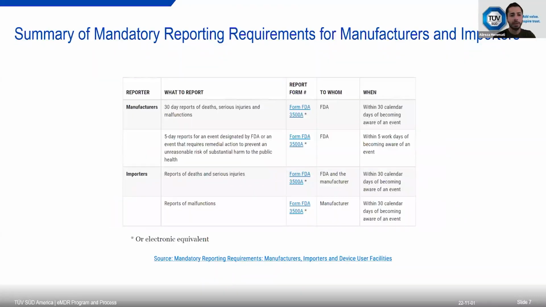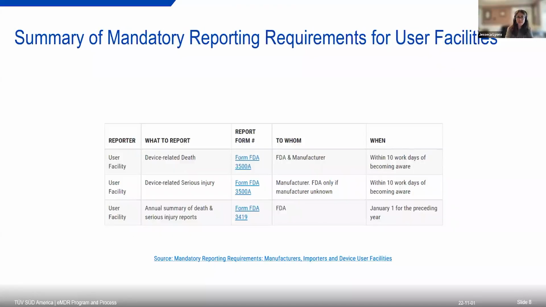Let me get, it looks like it was on your last slide. Yes, this is for user facilities, and of course, they are required to submit specific events that have unfortunately ended up in death or serious injury. There's a 10 working day requirement there. For annual summary, here it says January 1st of the preceding year. That's for the user facilities.